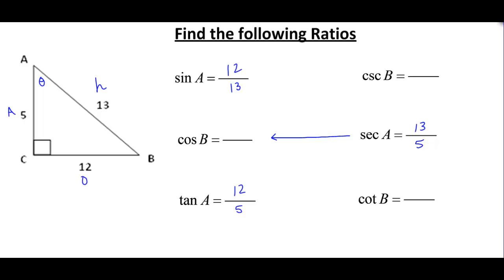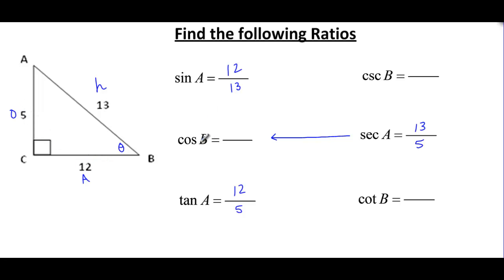So now I'm going to deal with angle B. So what I want to do is I'm actually going to move this here. Now if theta is right down here, this is still the hypotenuse, but now what happens is 5 becomes the opposite side and 12 becomes the adjacent side. And that's the only thing that changes when you change what acute angle you're at, is which one is the opposite, which one's the adjacent.